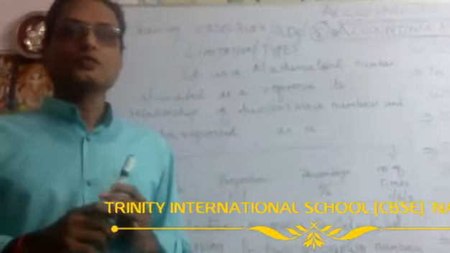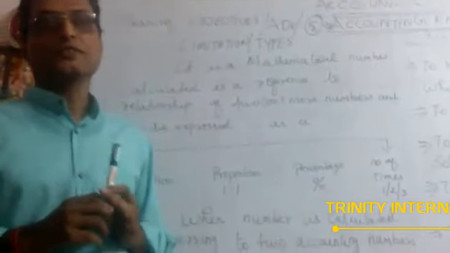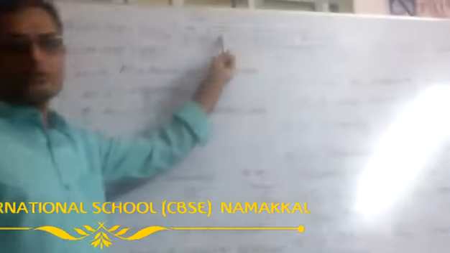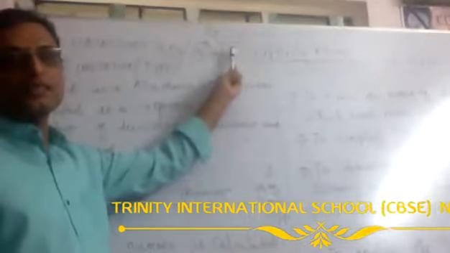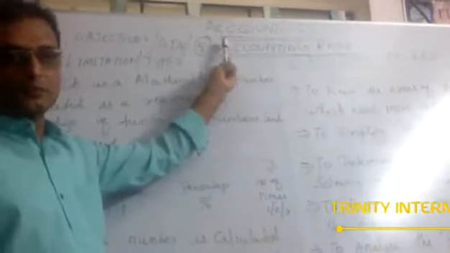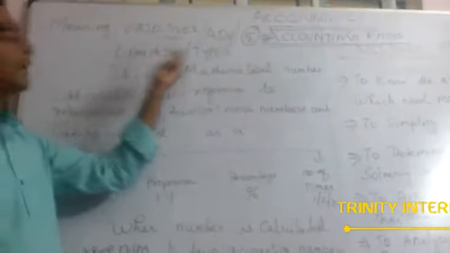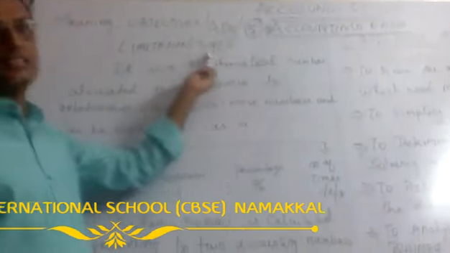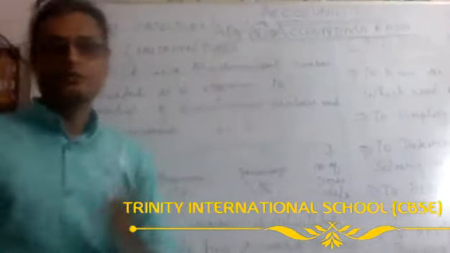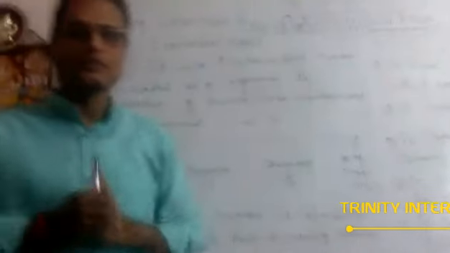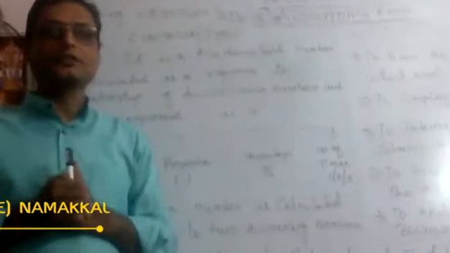Okay, so now this chapter, this video, is a very important chapter called accounting ratio. This accounting ratio is a very interesting chapter. It's very important for our project also, so later I'll explain for the project. Now we're going to discuss the meaning of accounting ratio, objectives, advantages and limitations, and finally types of accounting ratio. Okay, that's what we are going to discuss. Very important chapter, please see it very carefully.